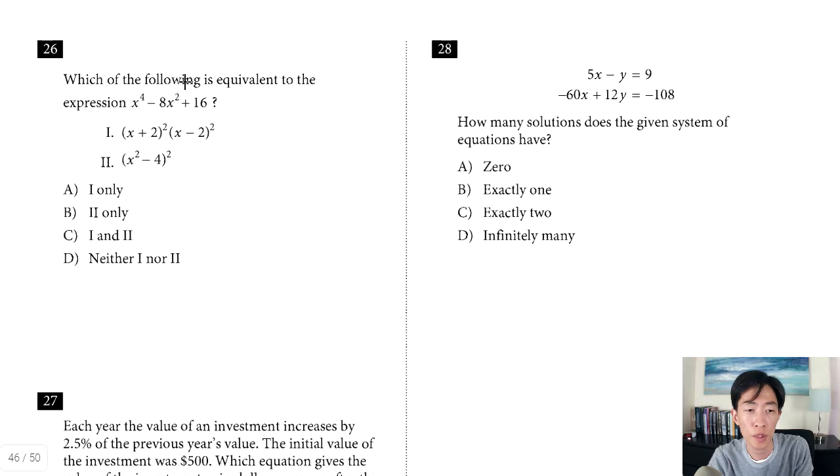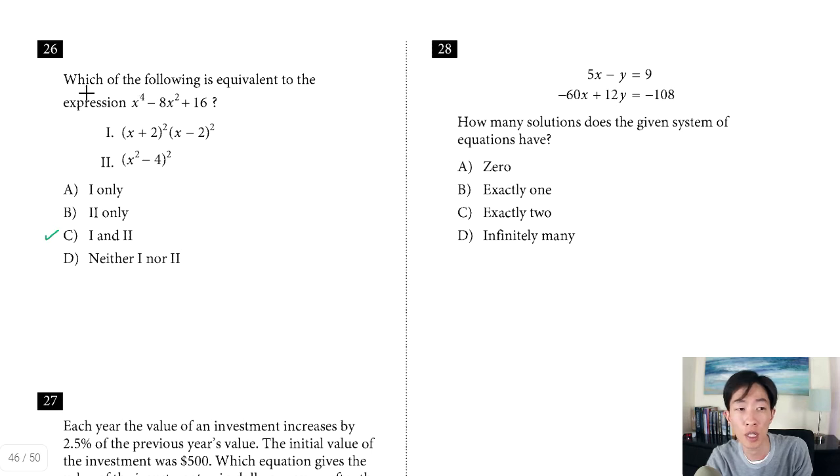Question 26, which of the following is equivalent to x to the 4th minus 8x squared plus 16? And then they give you these two. Now, if you're totally confused when you look at this, one way to do this is to take the answers and multiply them out. If you actually multiply x plus 2 times x plus 2, and then x minus 2 times x minus 2, and then multiply those two together, you're actually going to get the original. And the same thing with the second example. So the answer is actually going to be choice C. It's both 1 and 2 if you do it that way.